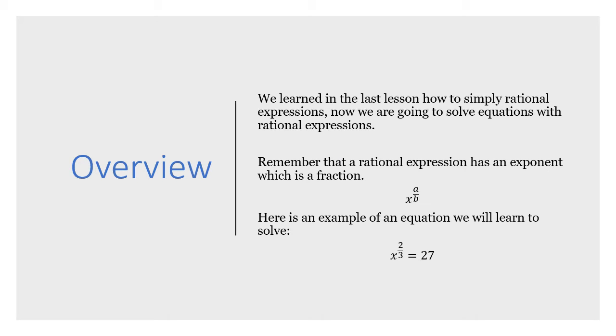Here's the overview. So we learned in the last lesson how to simplify rational expressions. Now we are going to solve equations with rational expressions. So remember, a rational expression has an exponent which is a fraction. So something like this, x to the power of a over b. Here's an example of an equation that we will learn to solve. So x to the 2/3 equals 27. We're going to try and figure out what is x.